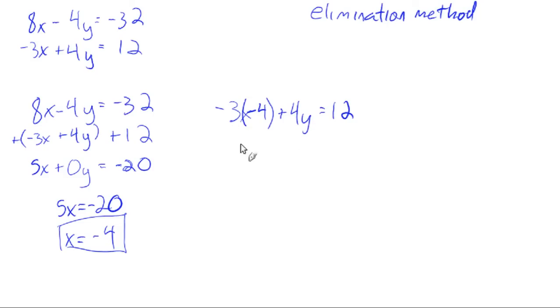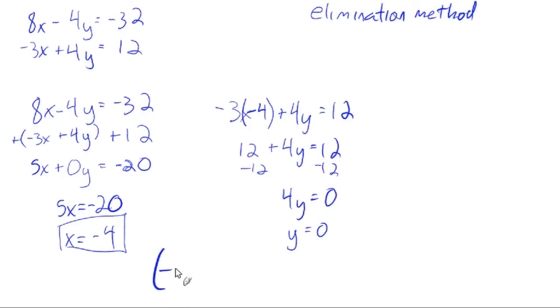And negative 3 times negative 4 is positive 12, plus 4y equals 12. Subtract 12 on both sides. 4y equals 0, so y is 0. So the solution is negative 4, comma 0. There's your solution. Okay.